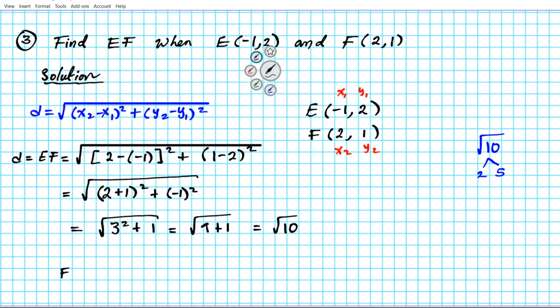Let's write down our final answer. EF, the distance between the 2 points, is given by the square root of 10. Or you can approximate it making use of your calculator. We're going to approximate it and round it to 2 decimal places. So let's calculate the square root of 10 with our calculators, and what you get is approximately 3.16. All right, so there goes the answer to question number 3.